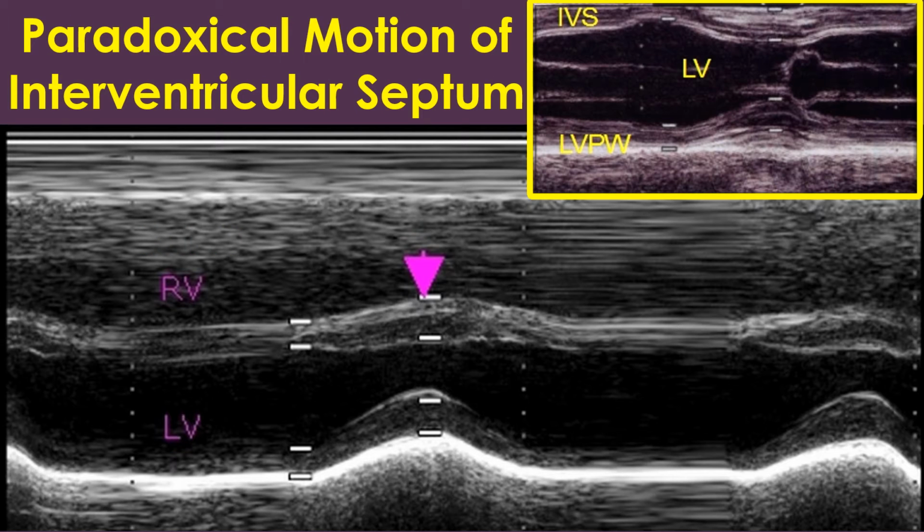In systole, the posterior wall contracts and moves anteriorly. Normally, the interventricular septum should contract and move towards the posterior wall in systole. See the inset for normal septal motion.